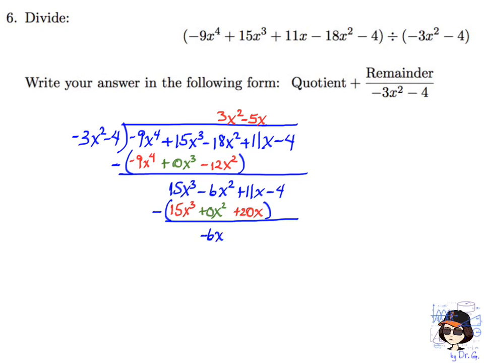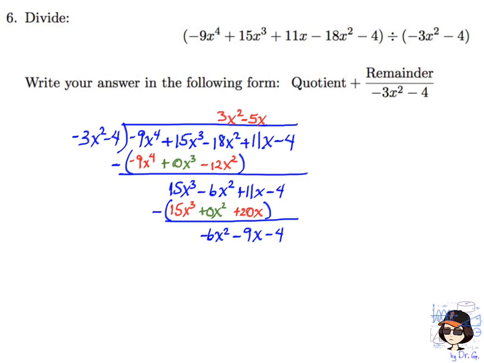11 minus 20 is negative 9. Negative 4 minus nothing is negative 4. Okay. So now we do it again.